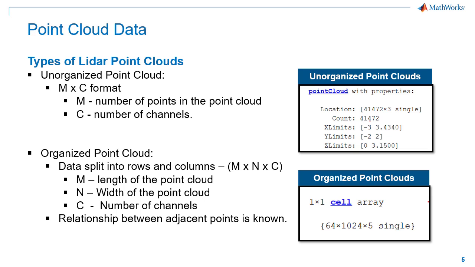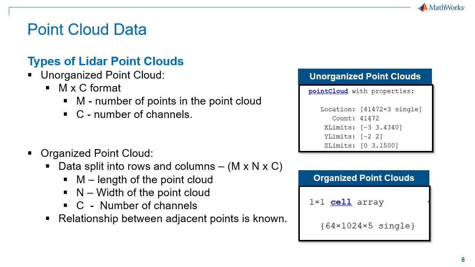There are basically two types of point cloud data: unorganized point clouds and organized point clouds. A point cloud in M cross C format is called unorganized point cloud, where M is the number of points in the point cloud and C is the number of channels in the point cloud. LiDAR sensors generally create unorganized point clouds. Sensors like stereo cameras create organized point clouds that are arranged in M cross N cross C format. Here, M is the length of the point cloud, N the width, and C the number of channels in the point cloud.